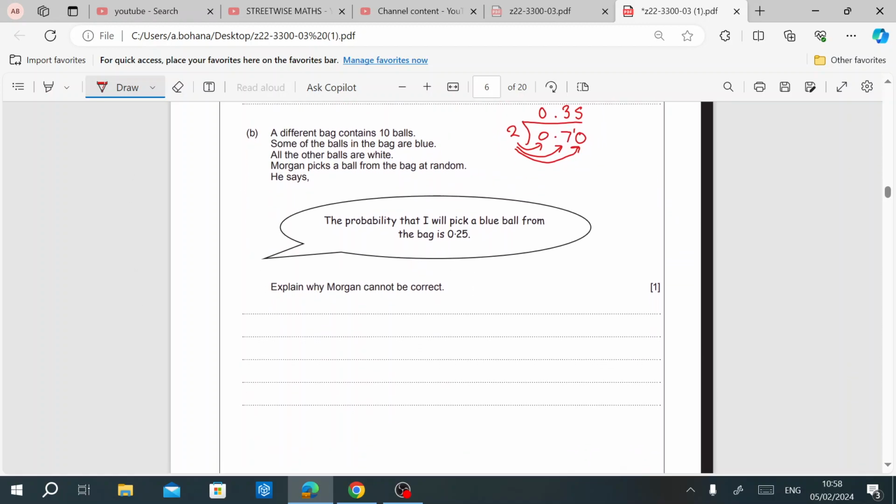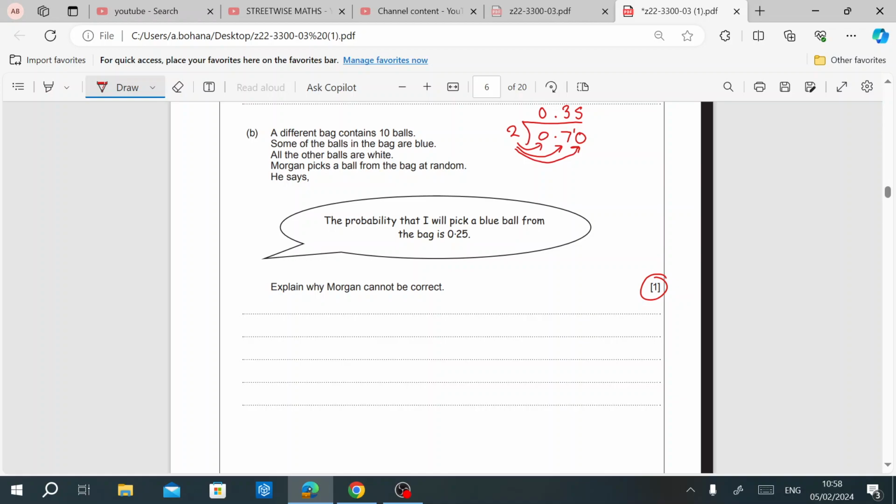So a different bag contains 10 balls. Now this is only worth 1 mark, so it's not rocket science, okay? Some of the balls in the bag are blue, the others are white. Morgan picks a ball and he says the probability I will pick a blue ball from the bag is 0.25. Explain why Morgan cannot be correct.